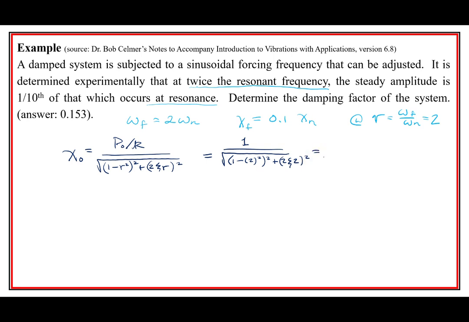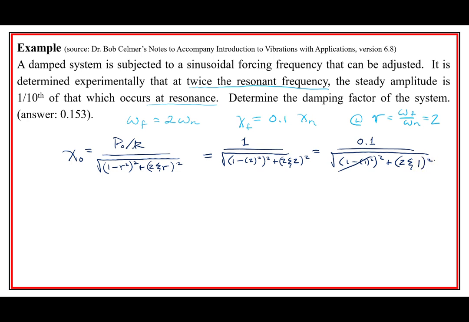So that's going to be the input. The steady amplitude is 1/10 that which occurs at resonance. Determine the damping factor of the system. Okay, so I said this one is equal to 1, so this is going to be equal to 0.1. At 1 we're going to have resonance, which means that R is going to be equal to 1. So here's going to be the square root of 1 minus 1 squared, which is 0, plus 2 times squiggle times 1 squared.